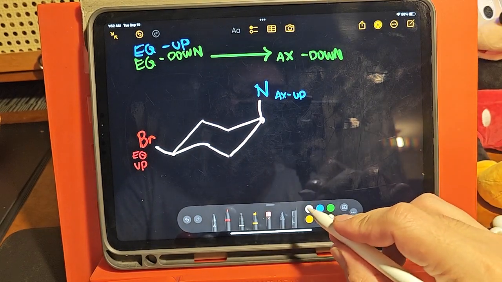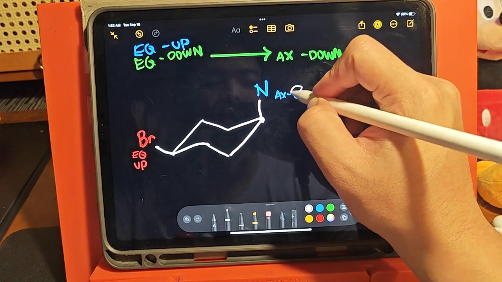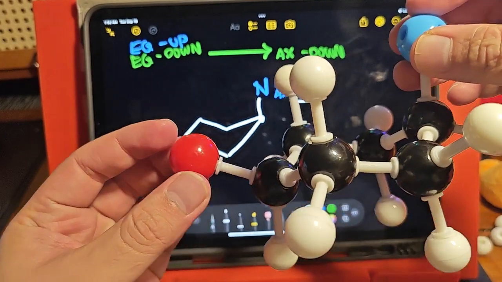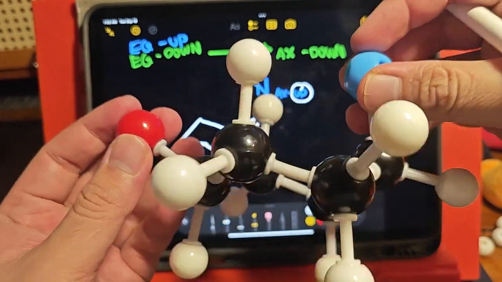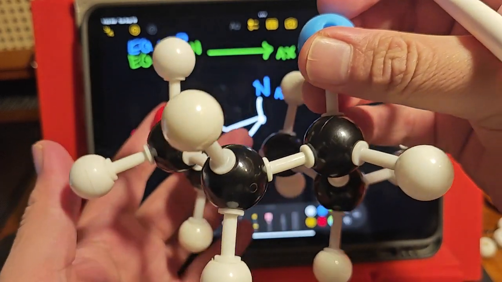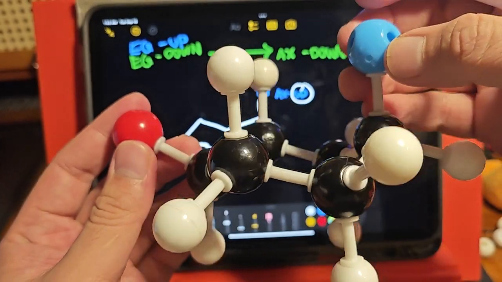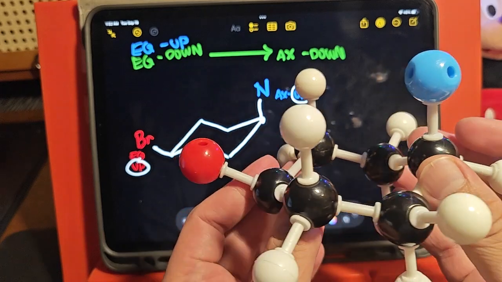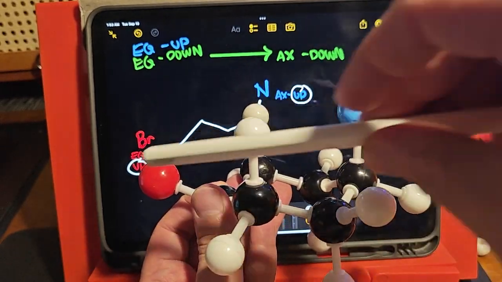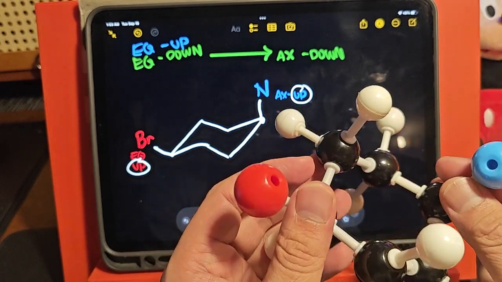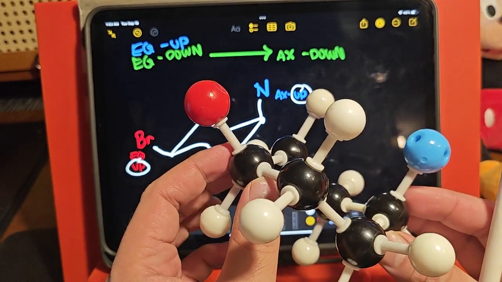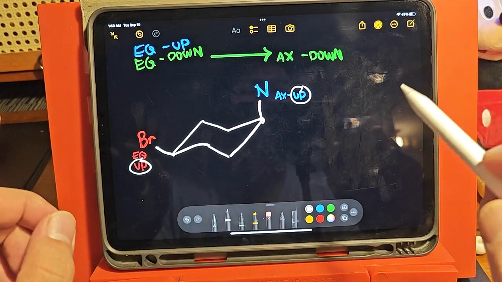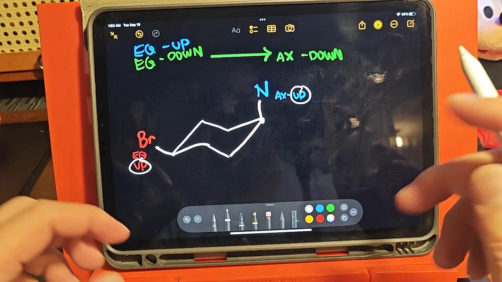Because nitrogen and bromine are both on an up position, nitrogen and bromine are said to be in a cis position to each other. In fact, this molecule is a cis molecule because nitrogen and bromine are both pointing up, even though it looks like they're not really pointing in the same direction. One's going upwards, one's going outwards. It doesn't make sense that this is cis, but if you consider that they're both pointing up, in quotation marks, their general positions are both going up, then we can say that bromine and nitrogen are cis to each other.